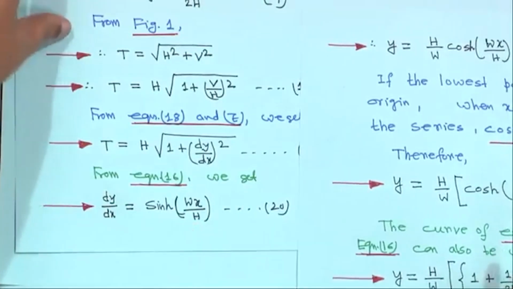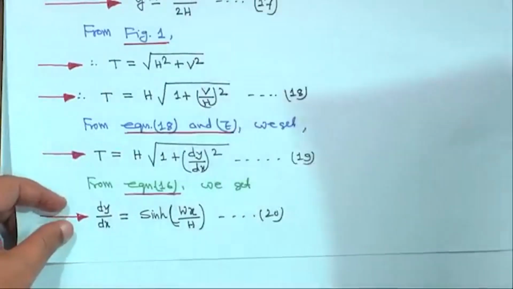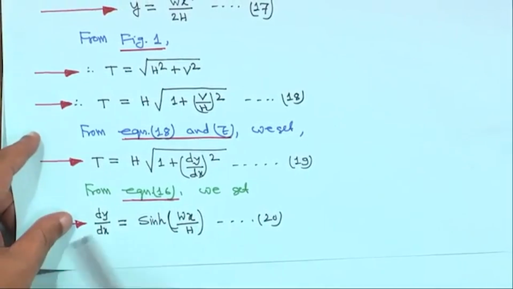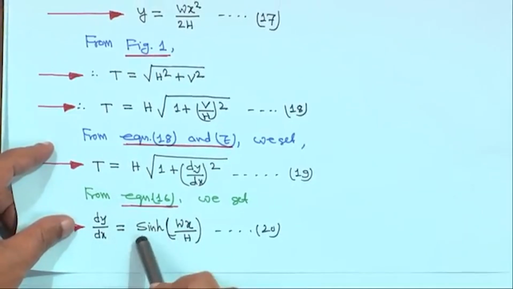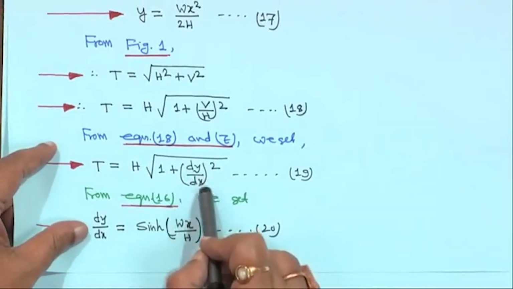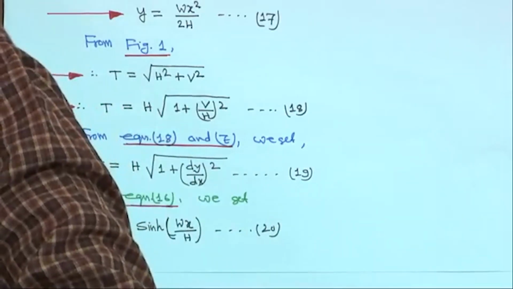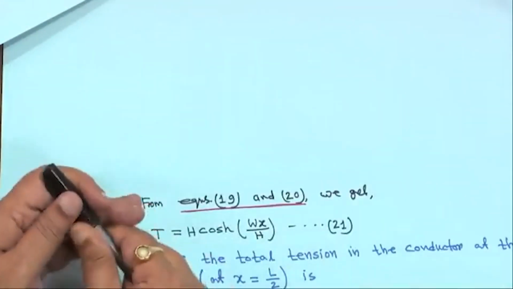So, in this case, from equation 16 we are getting dy by dx is equal to sin hyperbolic w x. Just take the derivative of this equation, simply this equation, right. Then this dy by dx, see equation 19 and 20. So, dy by dx if you put here in this equation, it will be root over 1 plus sin hyperbolic square w x by h, right. So, 1 plus sin hyperbolic square w x, it will be cosine hyperbolic w x by h. Actually, it is very simple thing, right.